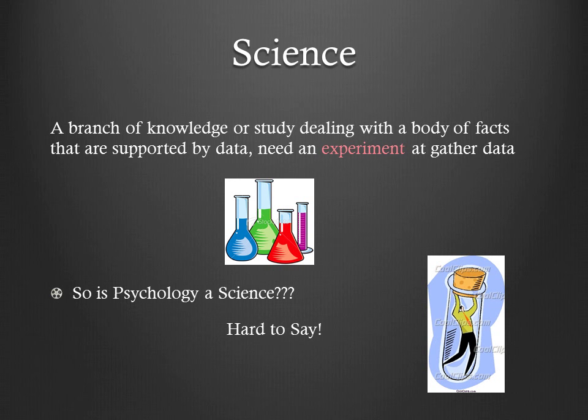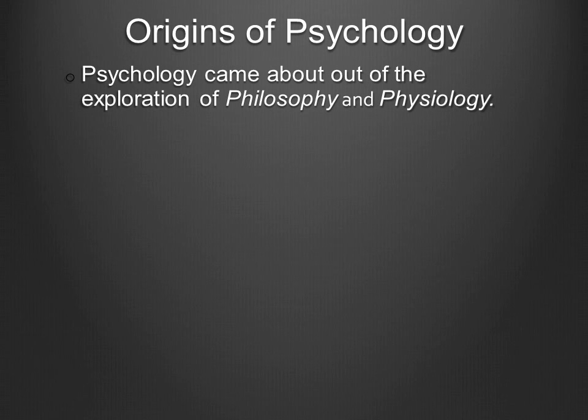Okay, so now as we have a basis of psychology and we understand it as a science, let's talk a little bit about the origins of psychology, how it began, where it is today. One of the things I want you to know is the difference between psychology and philosophy. So psychology came about out of the exploration of philosophy and physiology. What is philosophy first? Philosophy is the study of knowledge, reality, and existence.